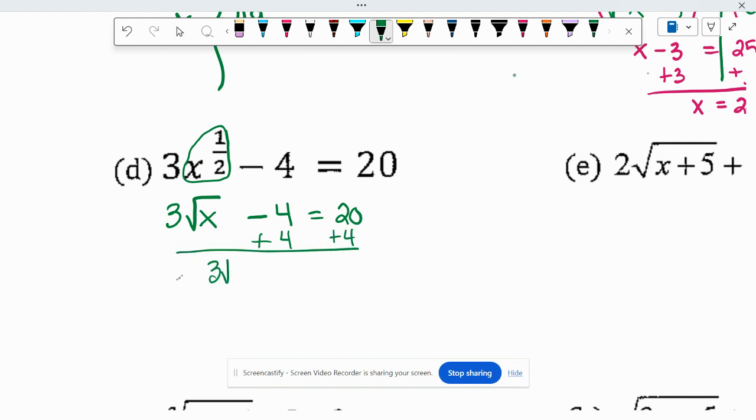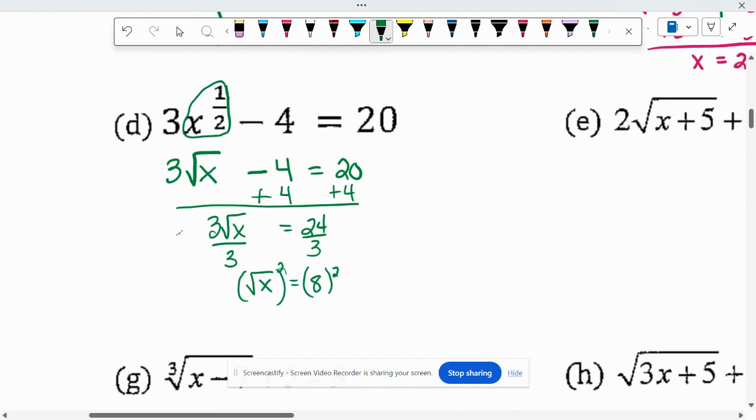So that's 3 times the square root of x equals 24. What do I need to do next? I'm trying to get the square root all by itself. It's not by itself yet. It's not subtraction, it's a times. Divide. So the square root of x equals 8. Now we're going to square both sides to get rid of the radical. Square both sides. So that means that x equals 64. I'm going to check it.